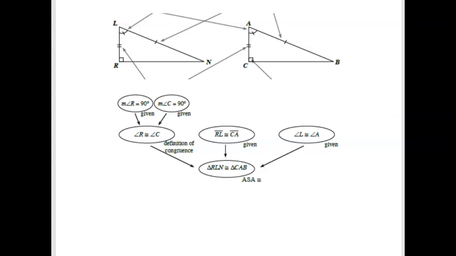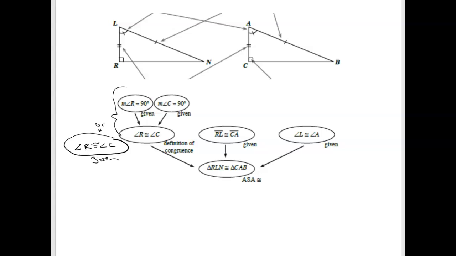So measurement of angle R is equal to 90 degrees, measurement of angle C is equal to 90 degrees. These then mean that they are equal to each other. If you wanted to, we could have just said that angle R was congruent to angle C, and we could have just said given information. Technically, that is given information. We are assuming. So either what was written here, or we can say what was written here.